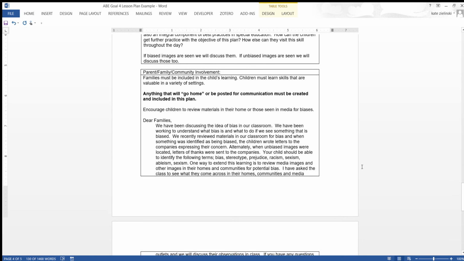So for the parent, community, family involvement, we know it's important to have connections. It's not just what's going on in our classroom. What's going on in our classroom is part of a larger ecosystem, so to speak, in the world. So you can decide how you want to do this and there's no one right way. It's what you prefer. It's what makes the most sense based on your lesson and the age of the kids.